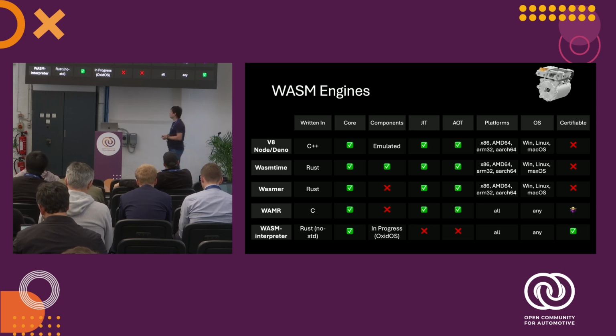Wasmer, also written in Rust, does not support WebAssembly components. Same story, not certifiable because it JITs code, and there's no way it can do it any other way. WebAssembly Micro Runtime is again written by the same group as Wasmtime. It's written in pure C, super embeddable. It's super, super small. Runs core libraries, doesn't know WebAssembly components so far.